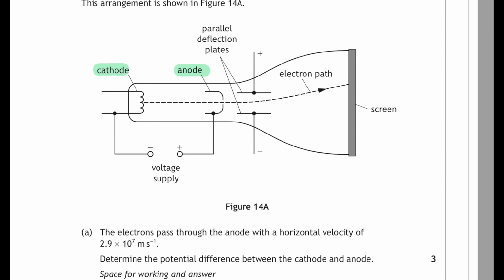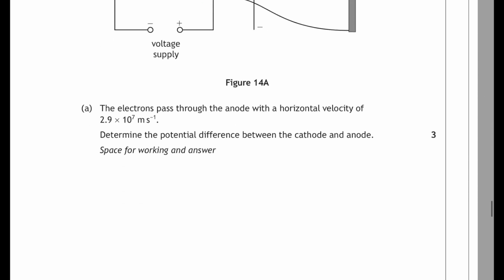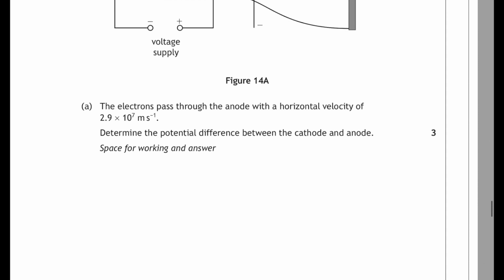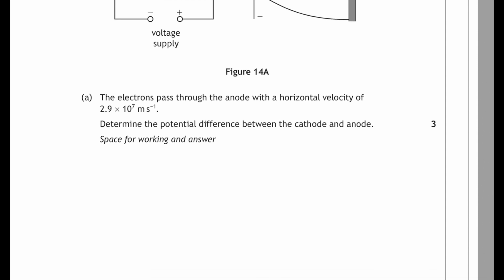Now the charges will be accelerating between those two, and then they'll travel at a constant speed through the parallel deflection plates. And in part A, we're told the electrons pass through the anode with a horizontal velocity of 2.9 times 10 to 7 metres per second. And we have to determine the potential difference between the cathode and the anode.